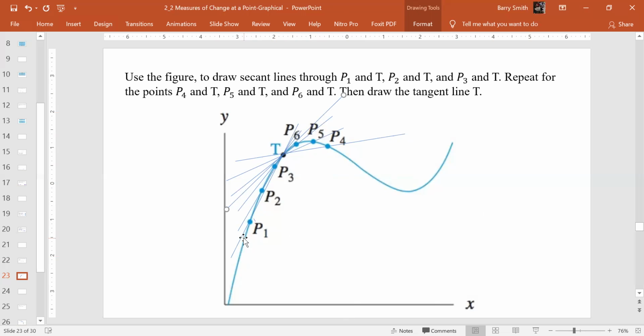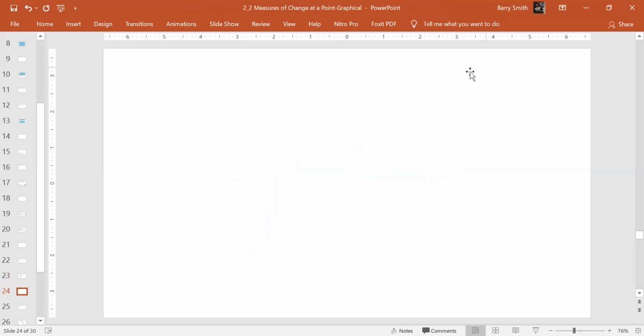Okay, but that's how it's going to look. Your secant lines, they're going to get closer and closer and closer to that tangent line, and the same thing here. They're going to get closer, closer, and closer until they're pretty close to equal that tangent line. All right, so we'll stop with that, and we'll come to another one.